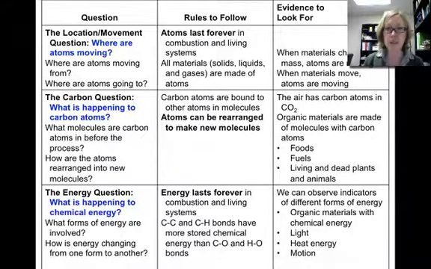And then there's evidence that students can look for that tie into these. So the way that they can look for whether atoms are moving include something like when the mass of materials change. So like the weight data from the investigation says that atoms must be moving. And for what's happening to carbon atoms, students can get some information from the investigation about carbon dioxide being produced or being drawn down.